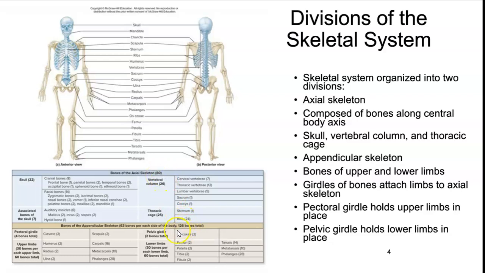We have approximately 126 bones that make up the appendicular skeleton, which is everything in these images that's not colored blue. So it's your limbs: your arms, your legs, your hands, your feet, your ankles, and your wrists, and then also, of course, the bones that attach them to the body. We call those girdles. The pectoral girdle holds the upper limbs, the arms, onto the body, and the pelvic girdle holds the two lower limbs, the legs, in place.